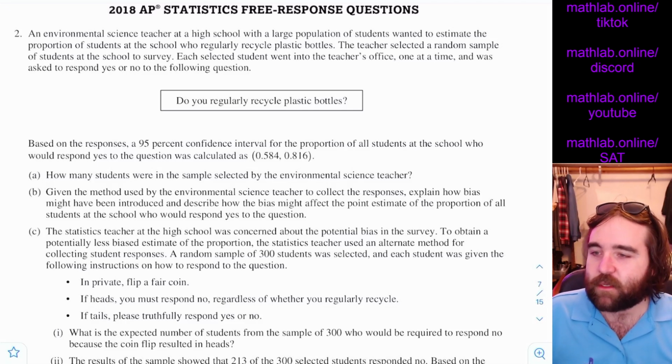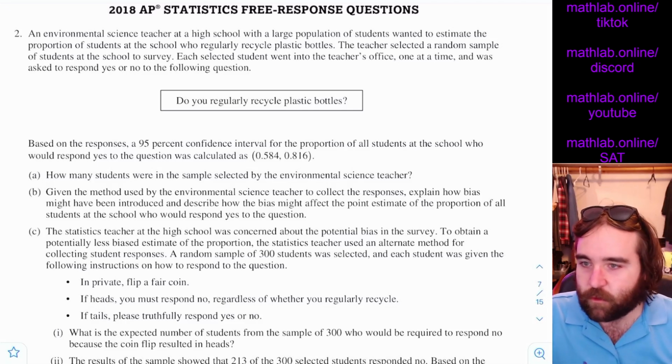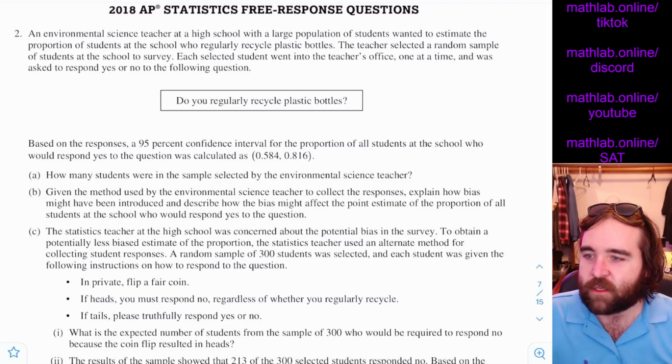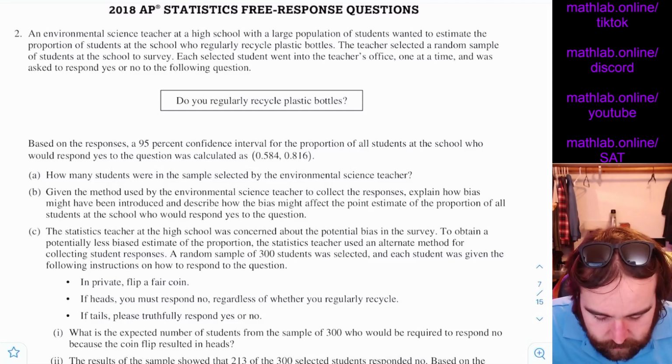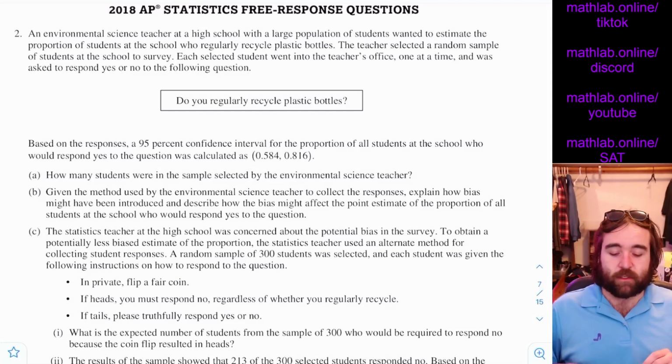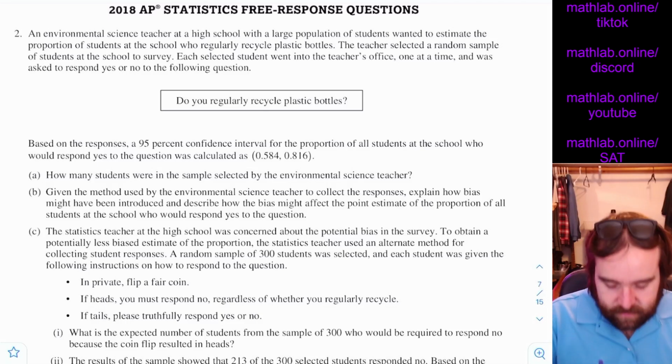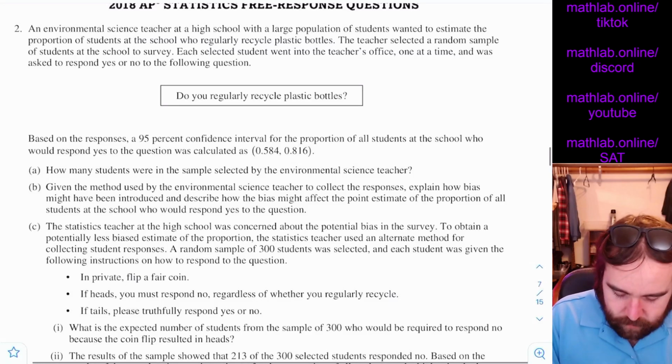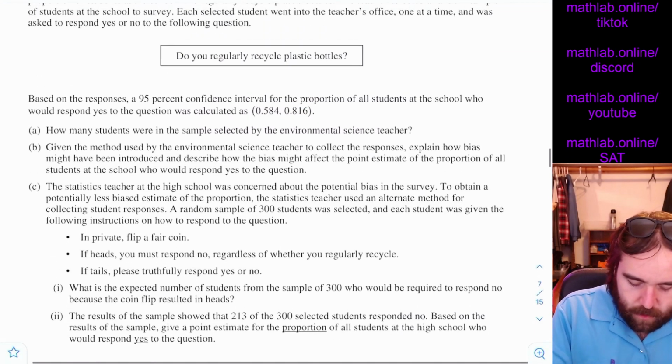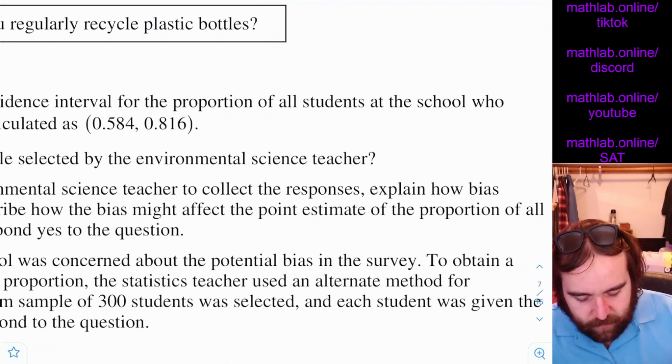Based on their responses, a 95% confidence interval for the proportion of all students at the school who would respond yes to the question was calculated as 58% to 81%. How many students were in the sample selected by the environmental teacher? So we have to work backwards here. That's kind of tough. So we have to say, wow, we have a lot of work to do just for part A here. So first we have to find the middle.